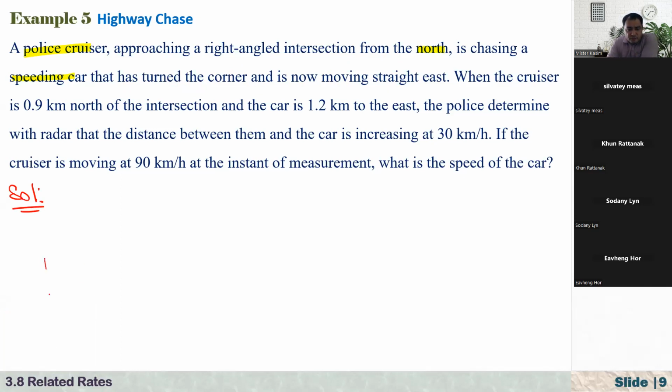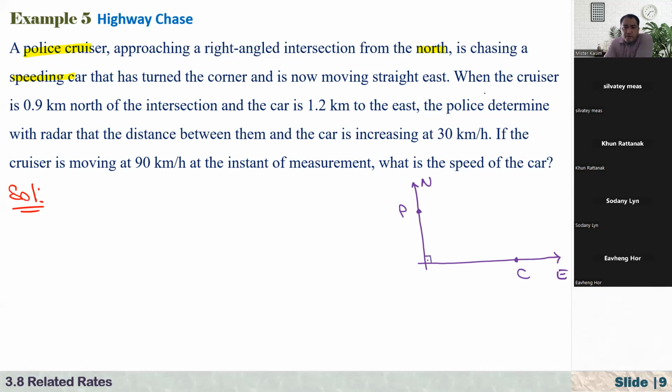Now we know that if I draw this, this one is north and this one is east, right? Let me just draw this nicely here. So this one is the intersection, and this is our car, moving in this direction. So that is east, and this one is north, right? And the police car's location is somewhere here. Let's say this is P. And the speeding car is somewhere here. And this one is the intersection, a 90-degree intersection, right?